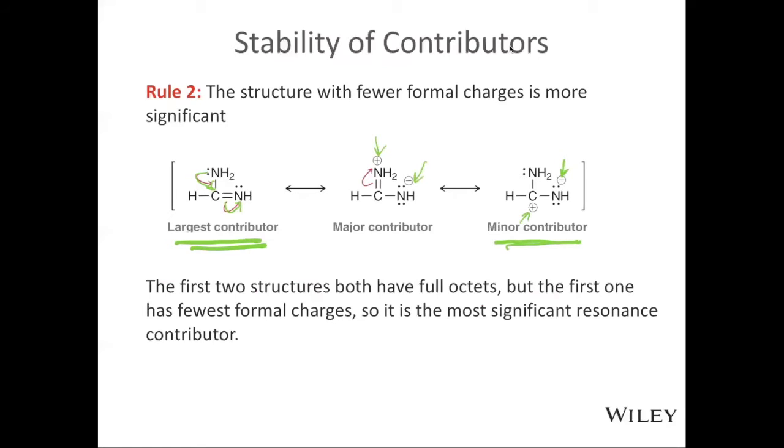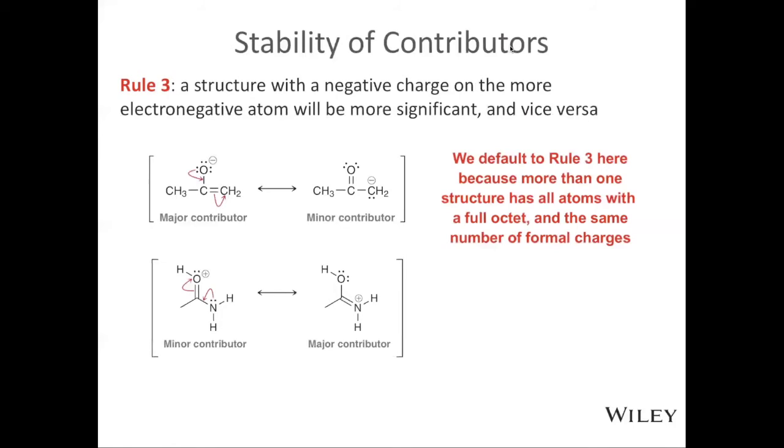Formal charges, but still octets, is the second. And then finally, the one without the octet. And the third rule is that we want the negative charge on the more electronegative atom. So the major contributor here, because the oxygen is negative versus this one where the carbon is negative.